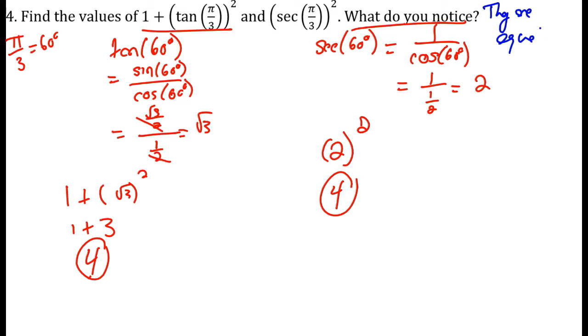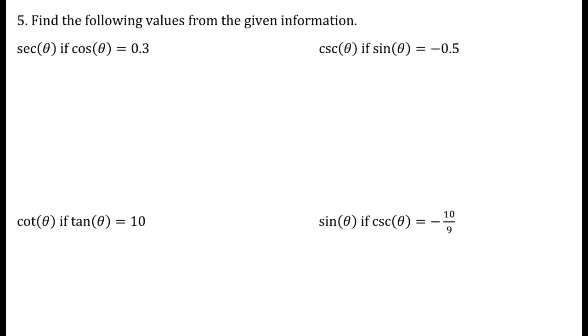We get to look at this more together tomorrow because we'll see why these are equal. And does it only happen at pi over 3? I'll spoil the mystery a little and say this will always happen. 1 plus the tangent of an angle squared is always secant of that angle squared. We get to talk about that tomorrow in lesson 7.